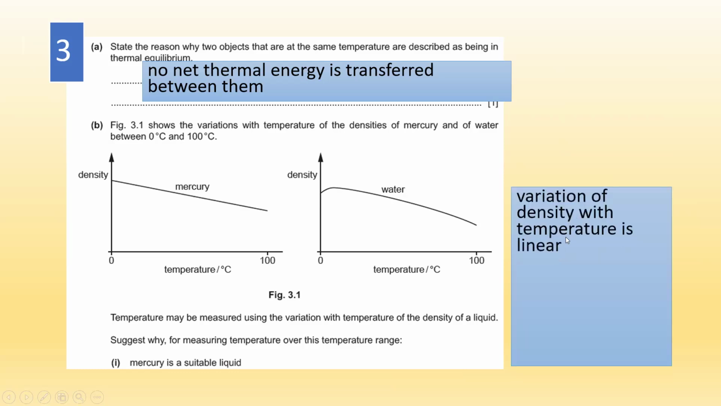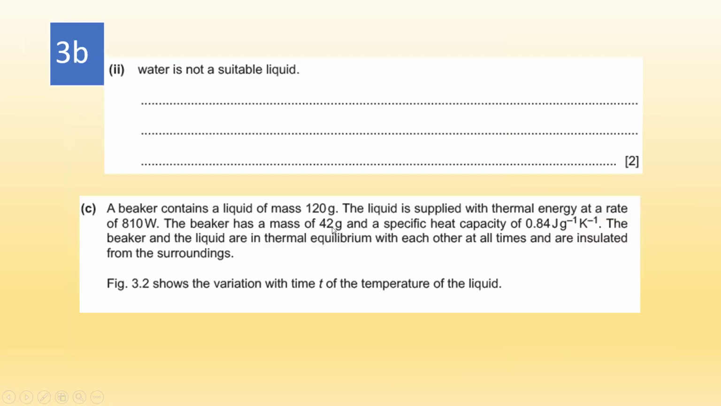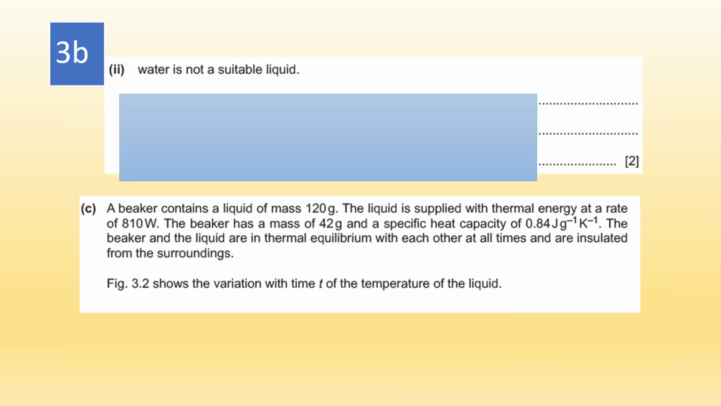Variation of density with temperature is linear, or each temperature has a unique value for density. This one has a unique value, this one has two values, so we don't know which one to use. Water is not a suitable liquid. What's the reason? Variation with temperature is not linear. Okay.